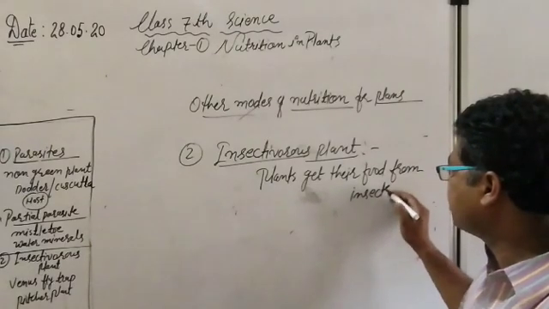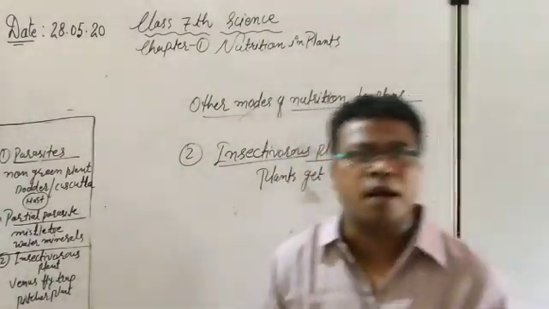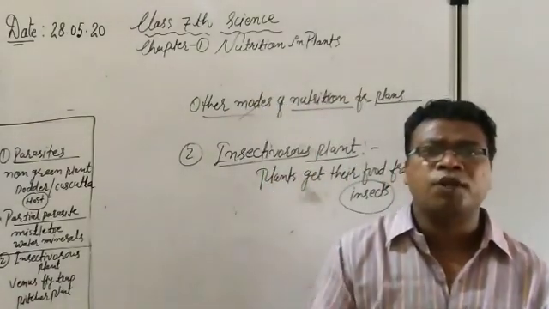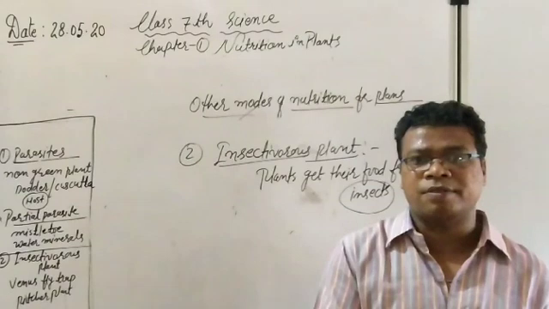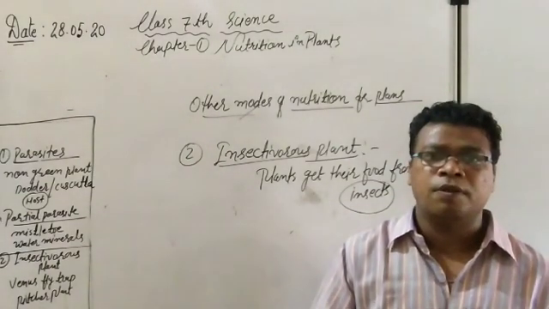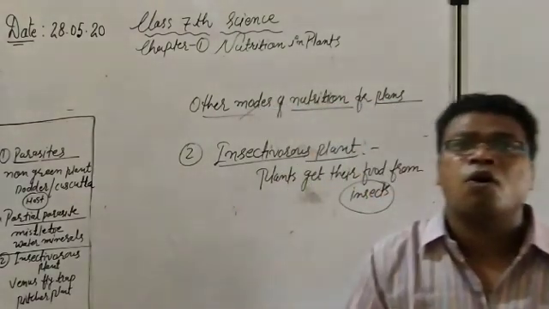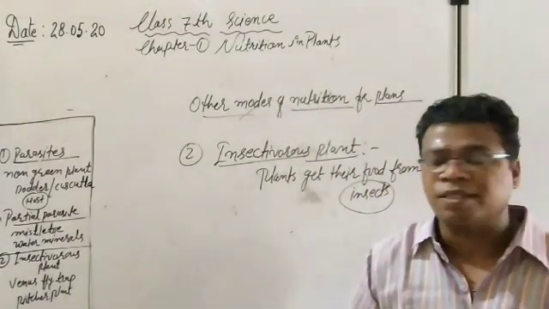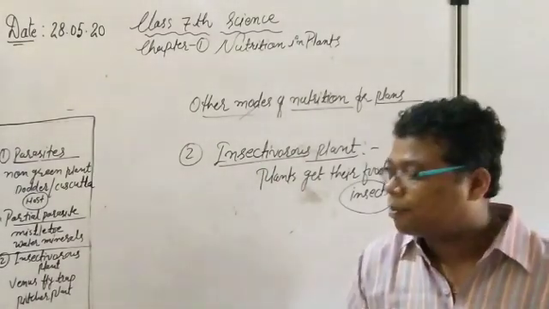So this category of plants is known as insectivorous plants. Very easy. It is the type of nutrition where plants depend upon insects for their food requirement, or they get their food from insects. Such plants come under the category of insectivorous plants.